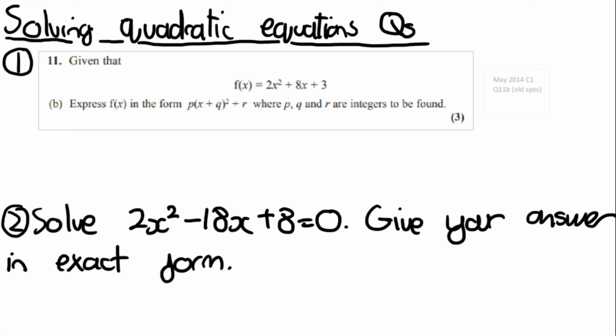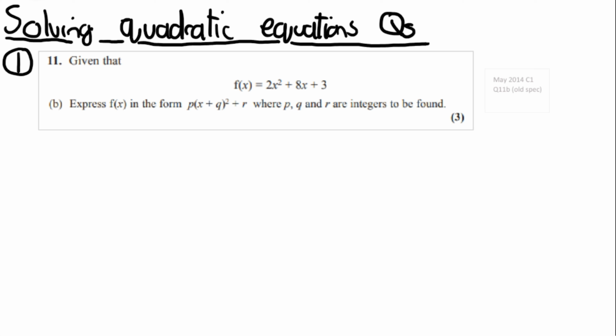Okay, here's a couple of solving quadratic equations questions to have a go at. So have a go, pause the video, and then I'll go through the answers in about 5 seconds. Okay, so the first question doesn't want you to solve the equation, it just wants you to put it in the completing the square form.